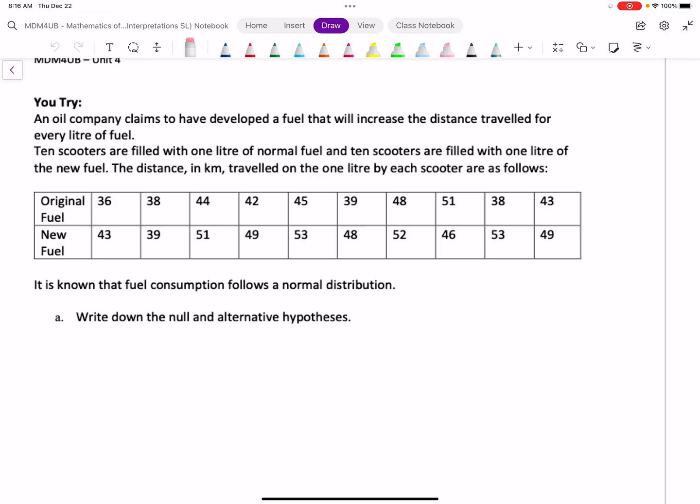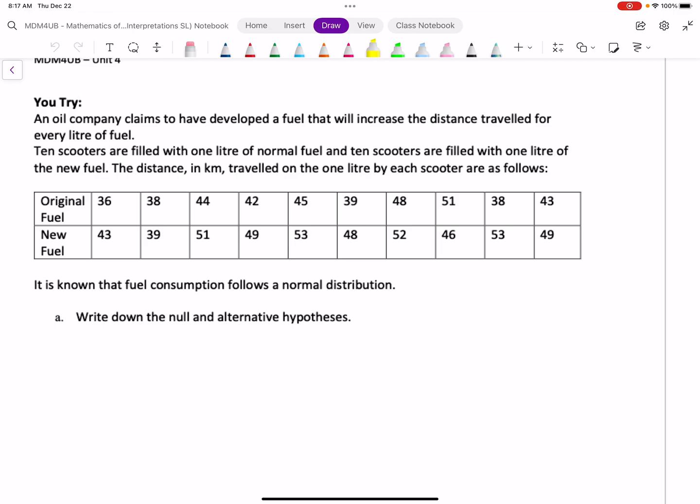In this one, it says an oil company claims to have developed a fuel that will increase the distance traveled for every liter of fuel. 10 scooters are filled with 1 liter of normal fuel, and then 10 scooters are filled with 1 liter of new fuel. The distance in kilometers traveled on 1 liter by each scooter are as follows. So we've got the original fuel versus the new fuel. And often you're going to have that situation when you're going to work with a t-test. So old versus new, something's changed versus something old, some situation like that.